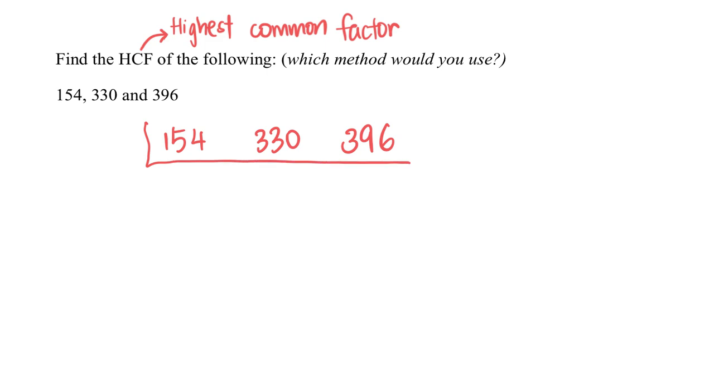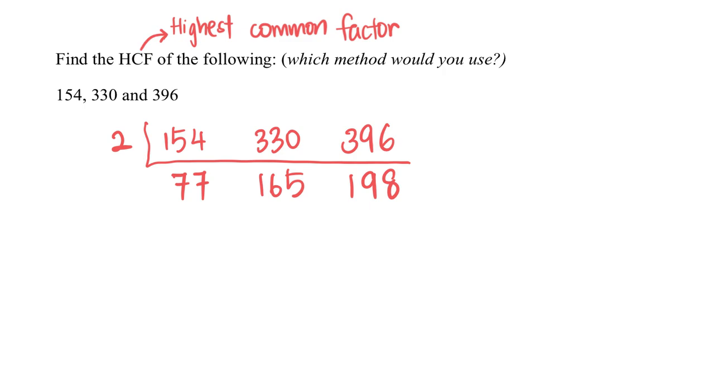All I have to do is divide by a common prime factor that is among these 3 numbers. I see all are even numbers, so I can divide by 2. And when I do that, this is 77, it's 165, 198.